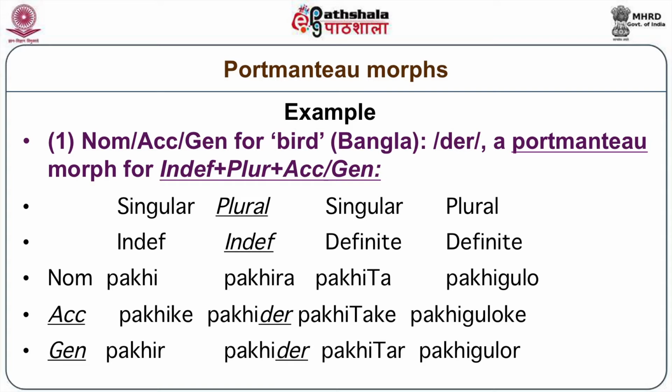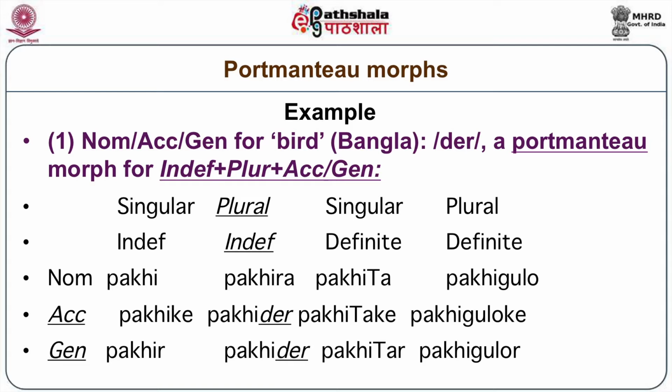Likewise, when I go from the accusative case to the genitive case, I've got pakhitar, which consists of pakhi for bird, ta for definiteness and singularity, and r for genitive. So far, nothing to say. When I take pakhitake accusative and pakhitar genitive into the plural, I find pakhigulo ke and pakhigulor. These are when I'm using a classifier gulo for plurality. Again, no problem. If you look at the chart, you will get the details.